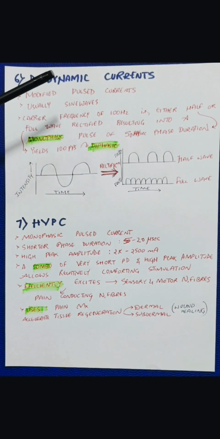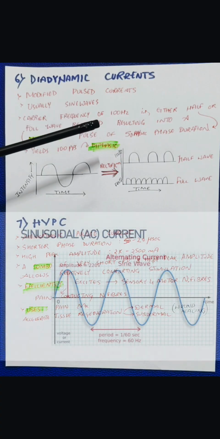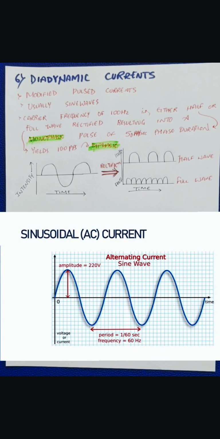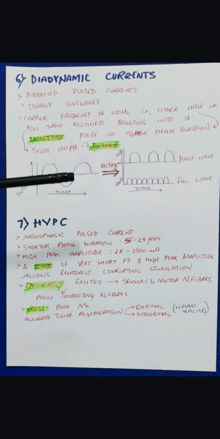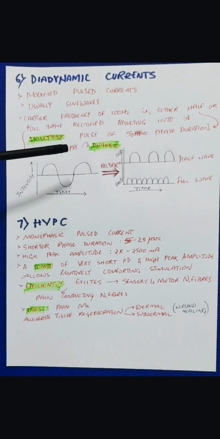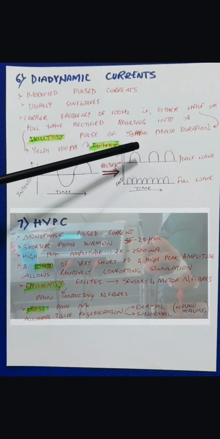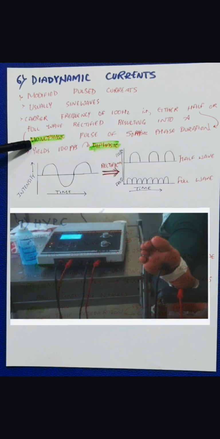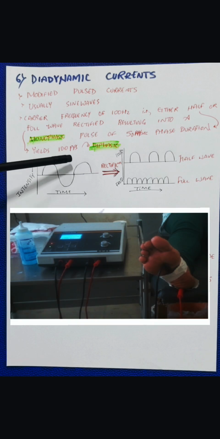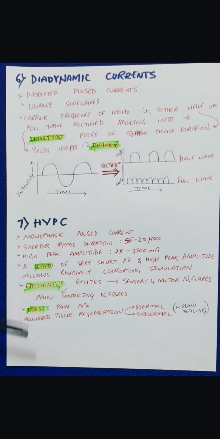We have diadynamic currents. These are modified pulsed currents, usually having sine waves. The carrier frequency of 100 Hz, that is either half or fully rectified waves, results in a pulse of 50 pulses per second in terms of monophasic, and 100 pulses per second in terms of diphasic.